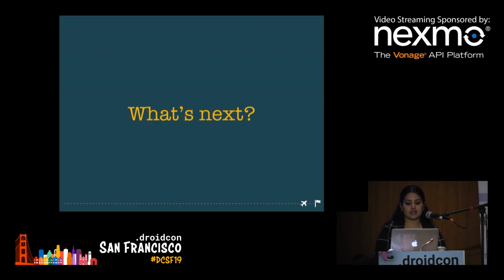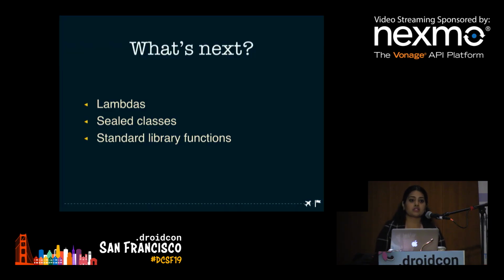So what's next? I've only touched the surface of what it means to use idiomatic Kotlin. I've covered things that show up most frequently in legacy code in Java, but there's tons more. You can consider using lambdas for simplifying your code further, or maybe sealed classes to represent different states, or explore some of the many standard library functions that are available to you.